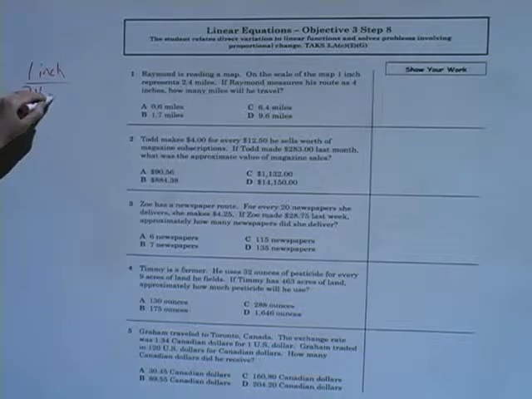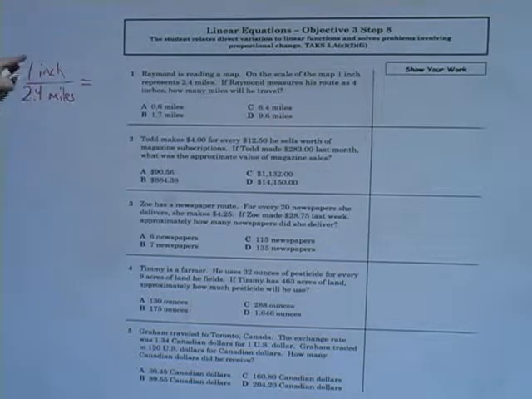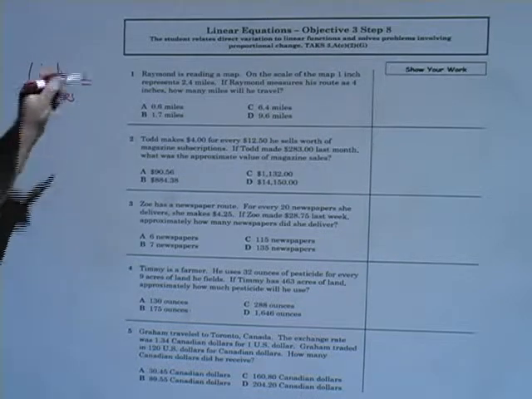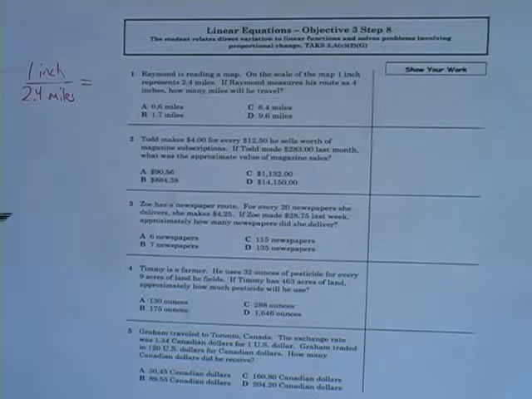What you want to do when you set up your proportions, make sure you put your units in here. I've got inches on top, miles on bottom. As long as you do that, you'll never get these wrong. The reason people get proportions wrong is they put the numbers in the wrong place. But if you write your units in like this, you're always going to get them right.